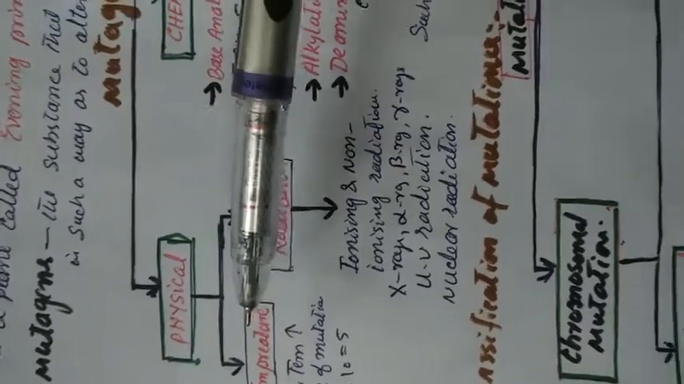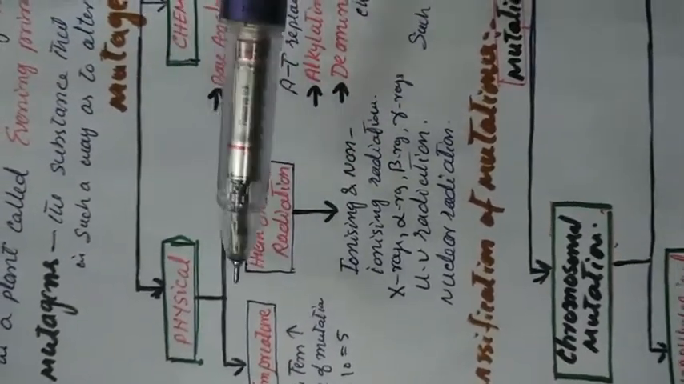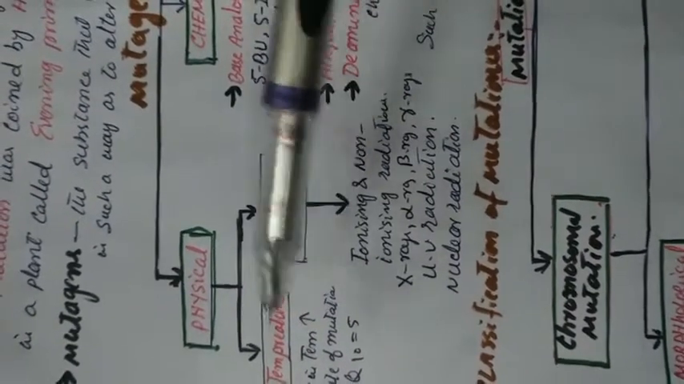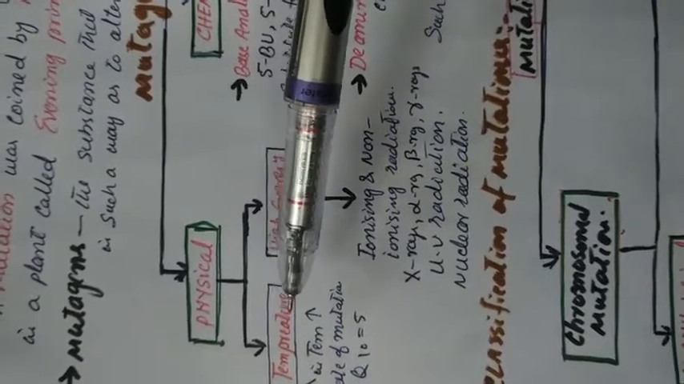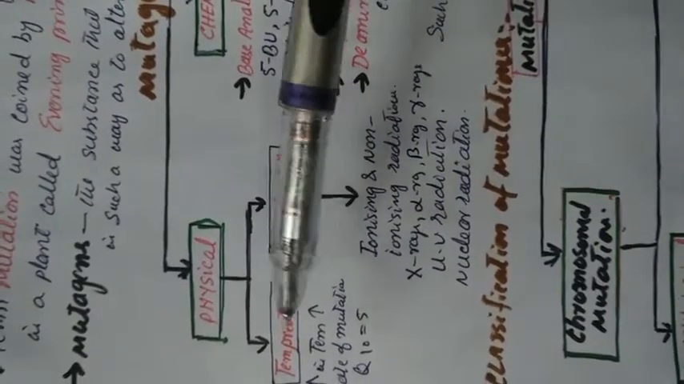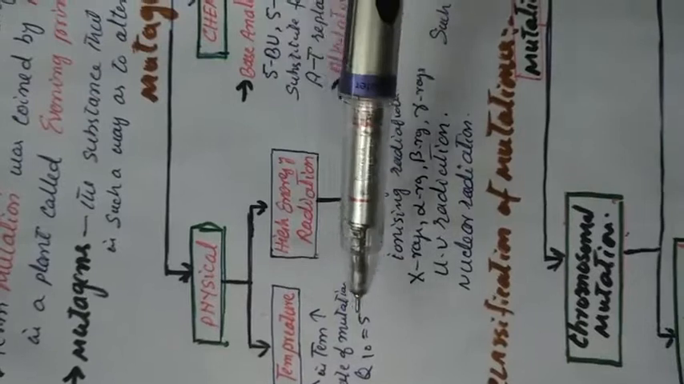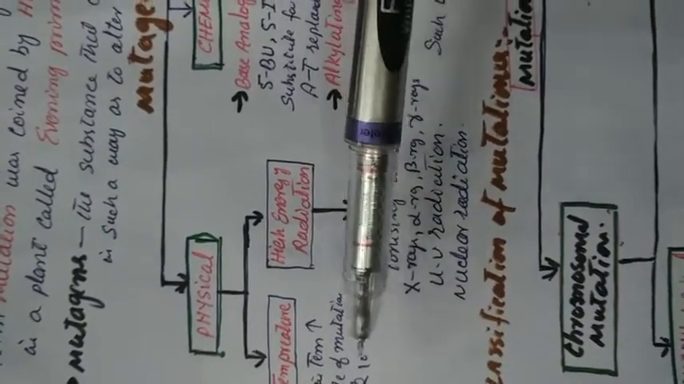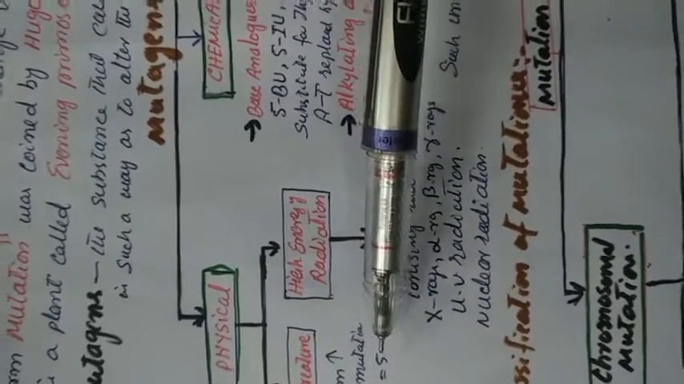So as far as temperature as a mutagen is concerned, increase in temperature increases the rate of mutation, and it has been observed that every 10-degree rise in temperature increases the rate of mutation 5 times.